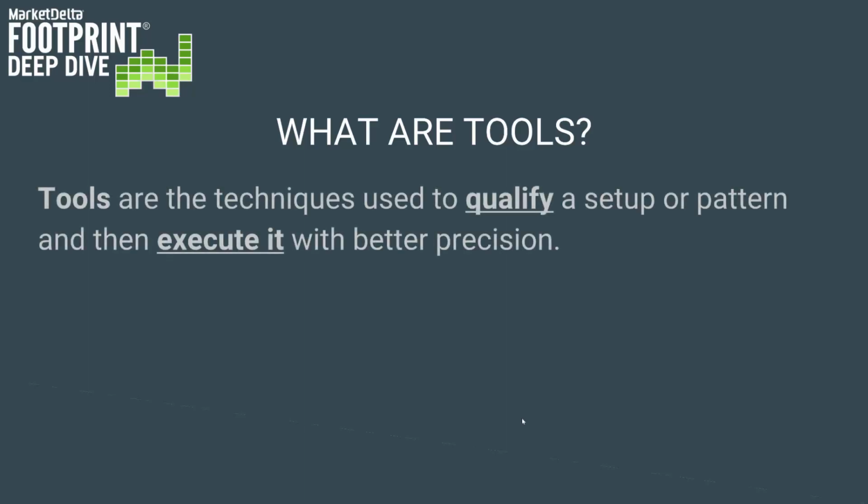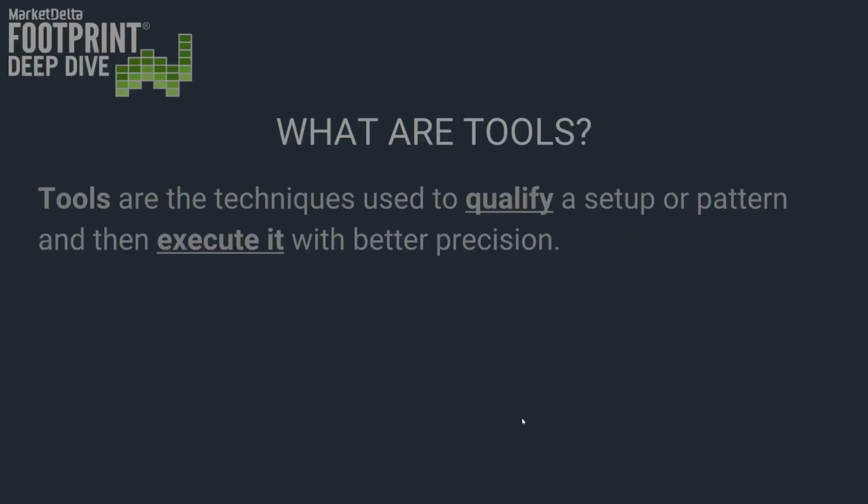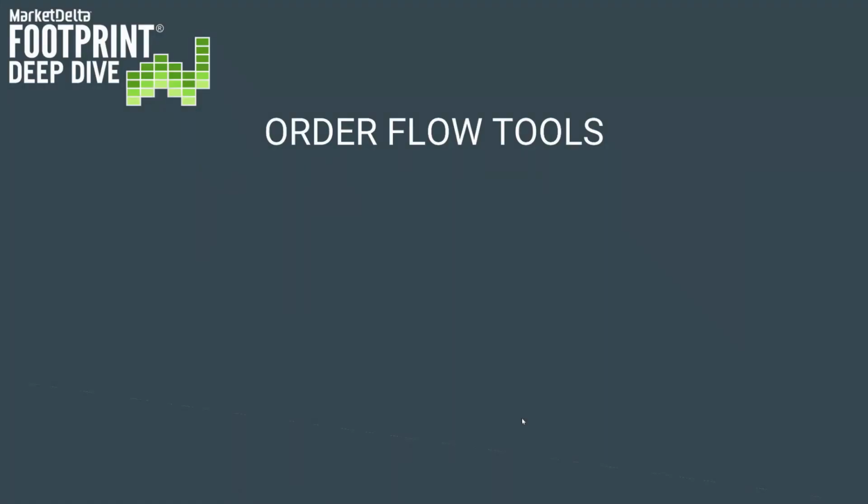So tools are the techniques used to qualify, I'll say that again, used to qualify a setup or pattern and then execute it with better precision. Tools basically help us qualify the opportunity, and the opportunity is the setup or pattern. That's the way you want to think of it. The setup and pattern is more the context of the trade, and you'll see some examples of what we're referring to here. The tools, and I call them order flow tools.